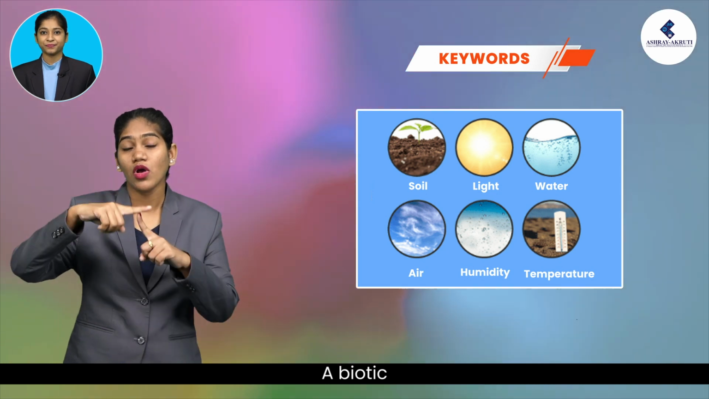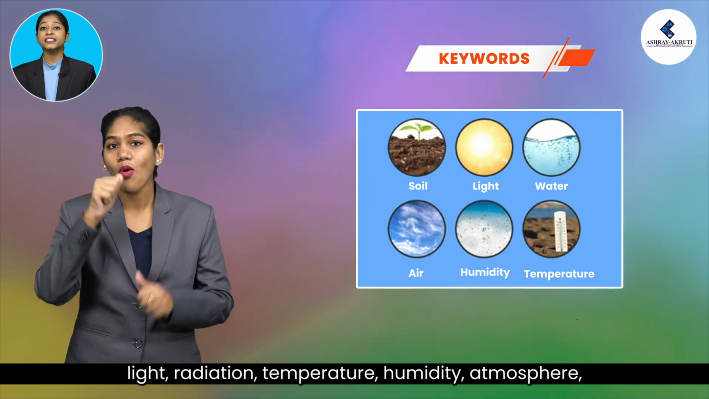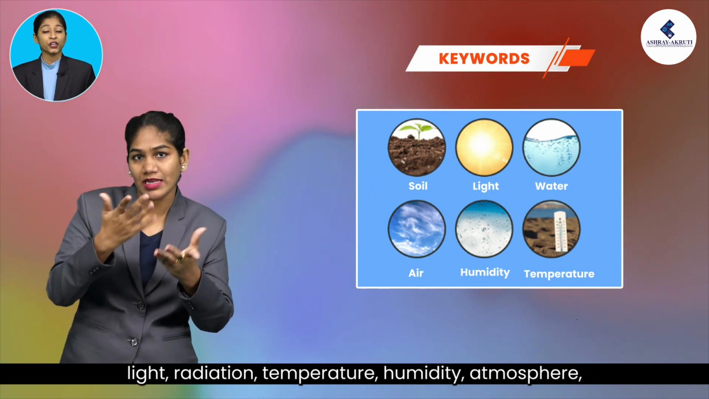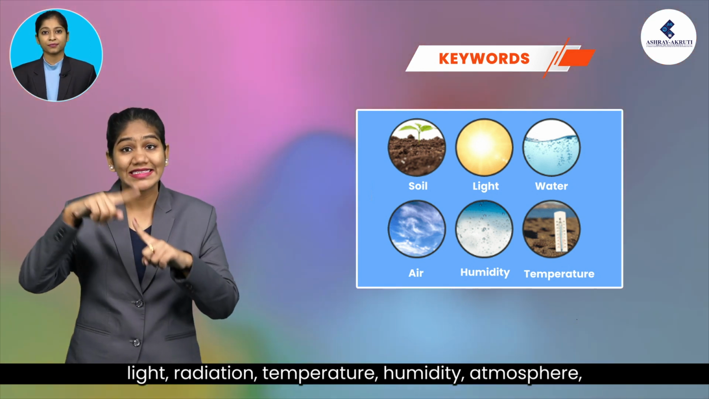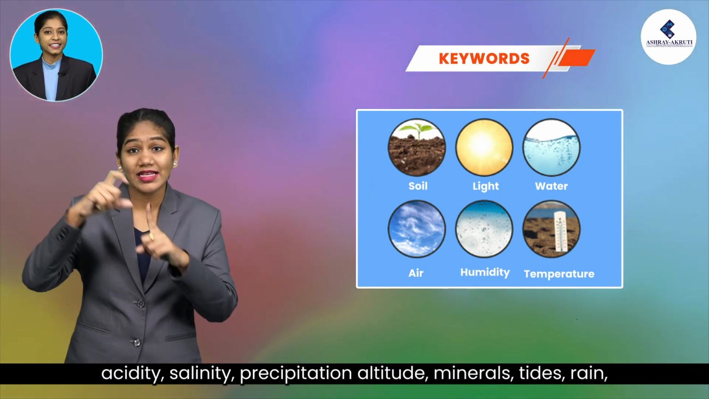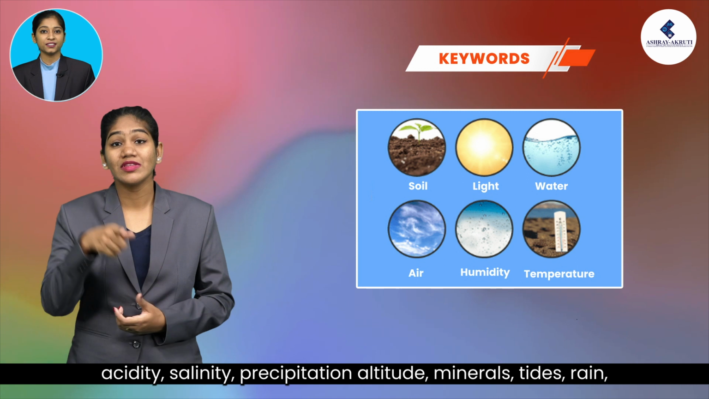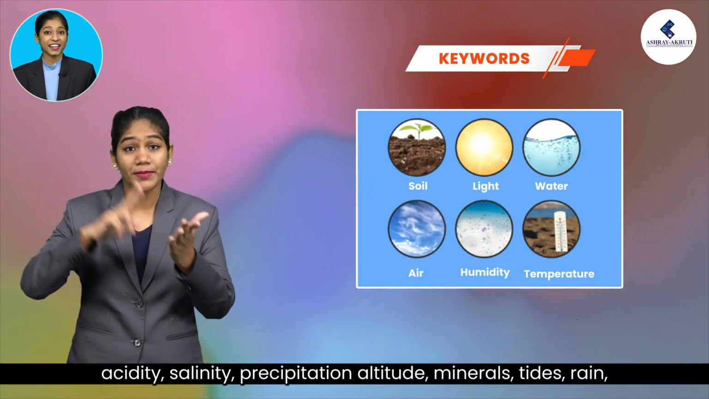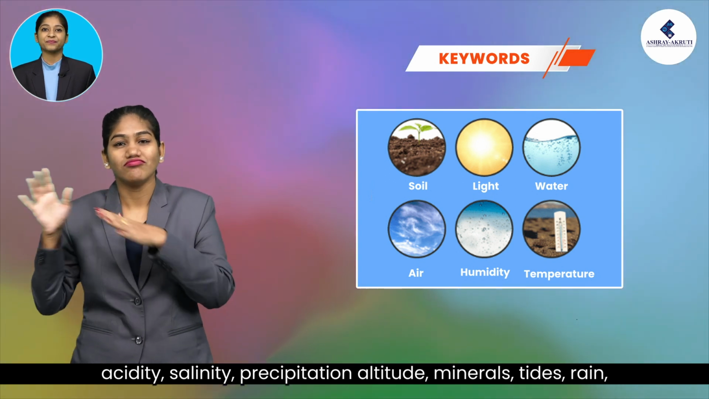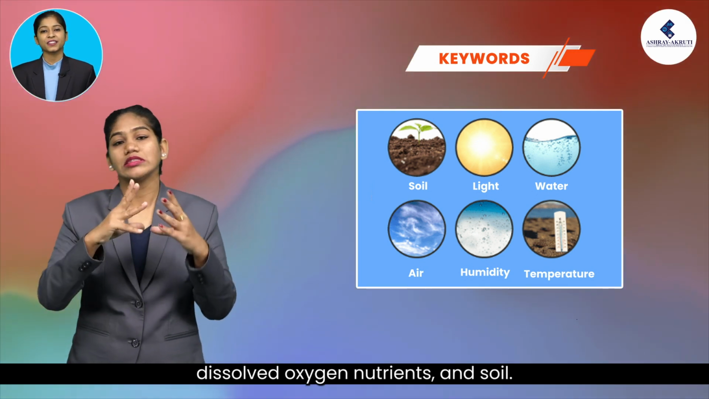Abiotic: non-living components like water, light, radiation, temperature, humidity, atmosphere, acidity, salinity, precipitation, altitude, minerals, tides, rain, dissolved oxygen, nutrients, and soil.